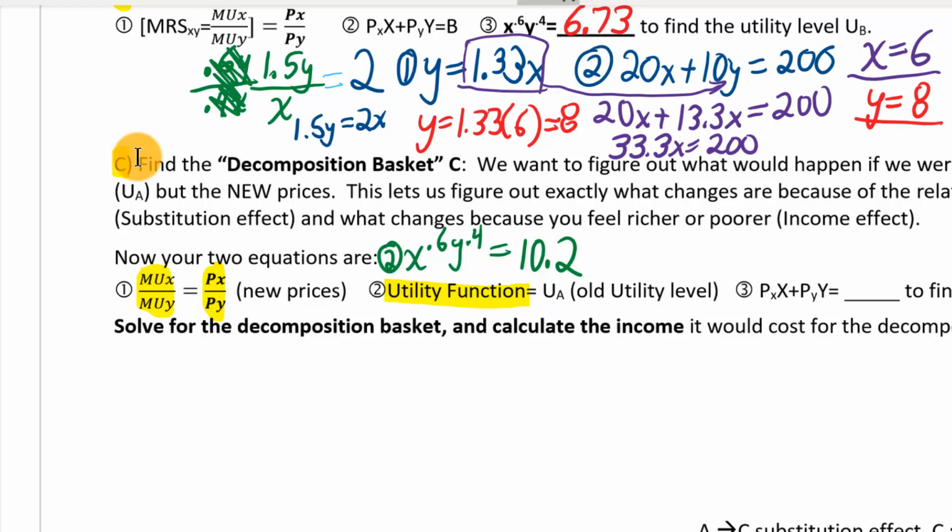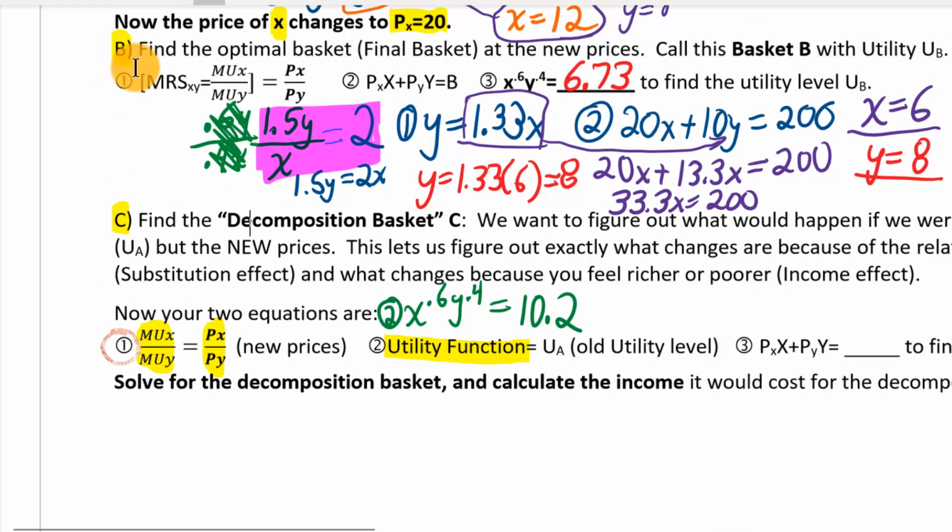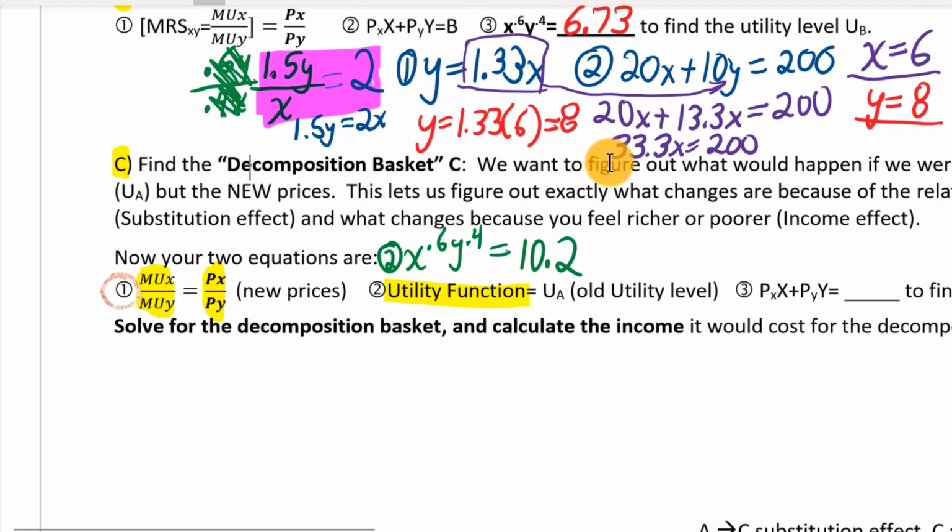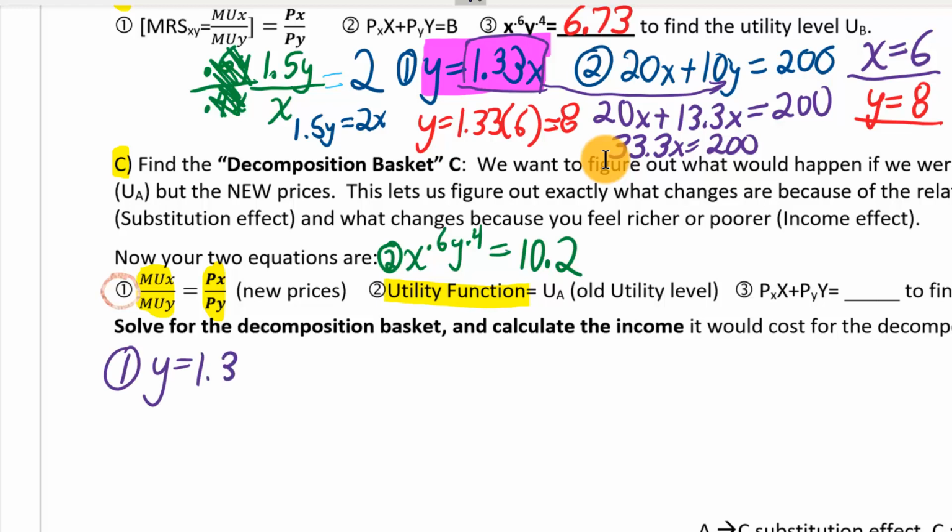So looking at equation number 1, we want the new prices, the $20 divided by $10, and then we want the marginal rate of substitution. Wait a minute, we already have that, right? We have that right here. What we're using as equation number 1 for the decomposition basket is exactly the same as equation number 1 for problem B, the after the prices have changed problem. So rather than starting from the beginning, we can just use this relationship that we already found out right here. Y equals 1.33x. So equation 1, y equals 1.33x. That just saves you some time if you reuse that part from the second problem that we did.